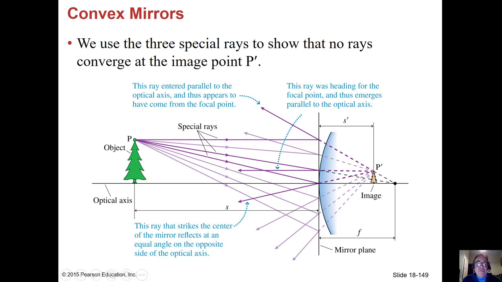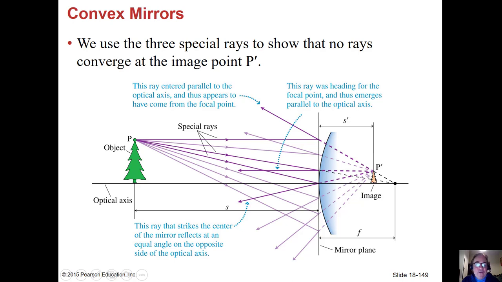Okay, so this object here, distance s from the mirror, forms an image here. So this is an upright image, and upright and virtual always go together. Okay, so this is upright, so S prime is negative. So S prime is negative when it's upright. Virtual and upright, again, those always go together. And same thing, you can use the magnification formula to figure out how big this is.